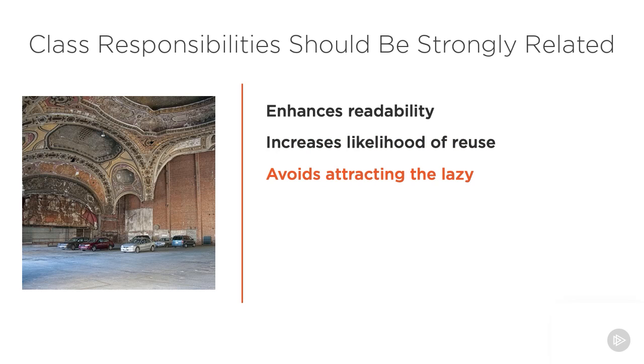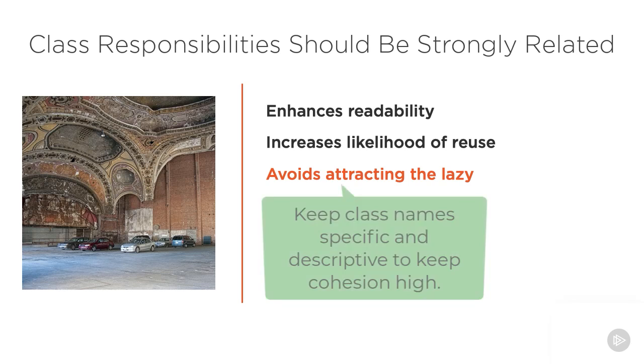Recall that the discussion we had earlier in the naming module was about magnet classes. Classes with low cohesion often have poor names as well, since it's difficult to name a class with many disparate responsibilities. These classes are often given overly generic names that attract lazy developers who don't want to think about where their logic truly belongs. To avoid attracting lazy developers, it's important to keep class names descriptive. This helps keep cohesion high.